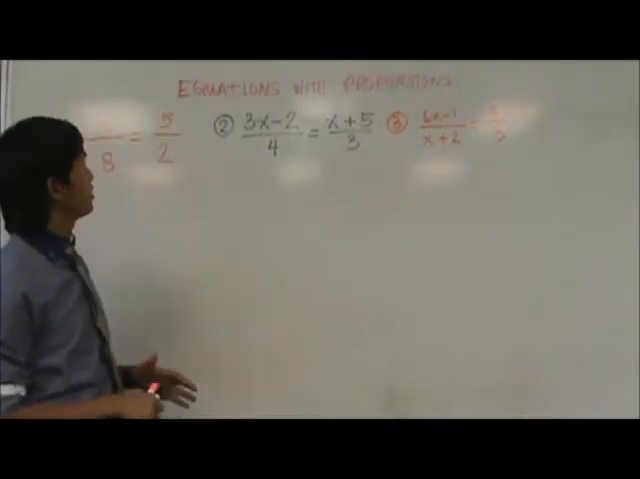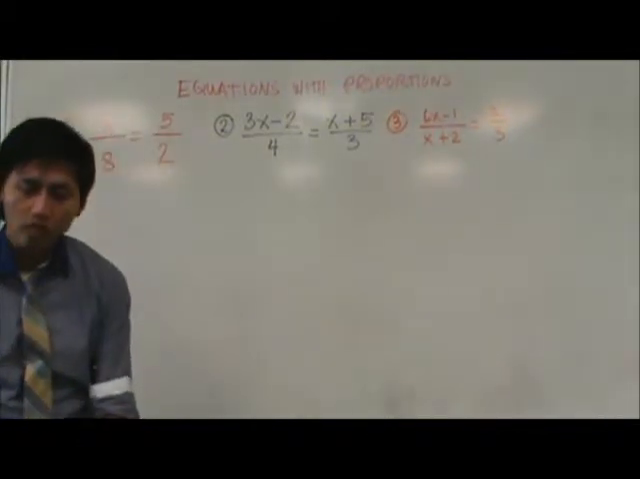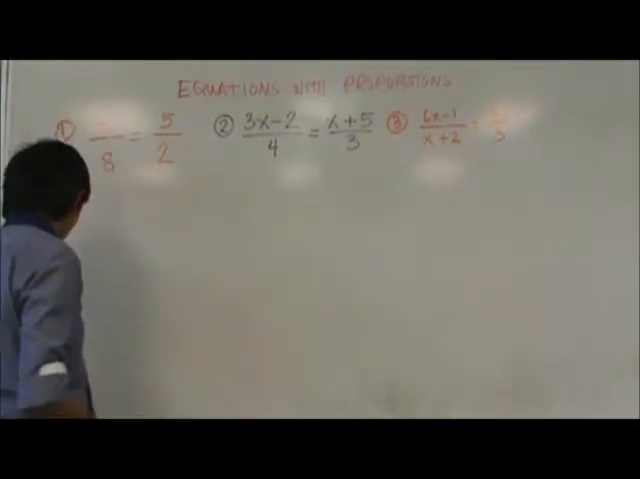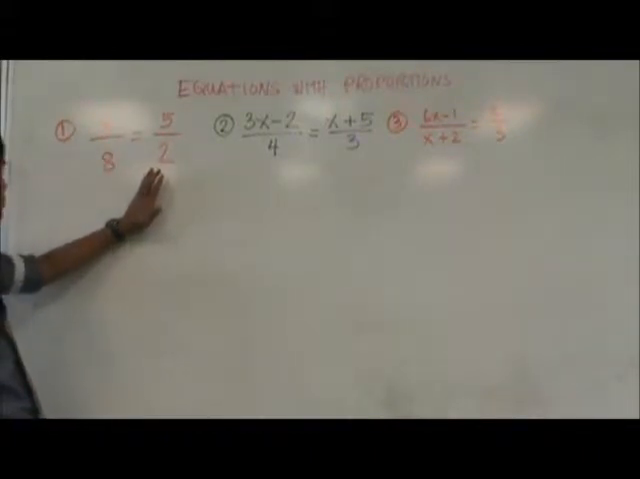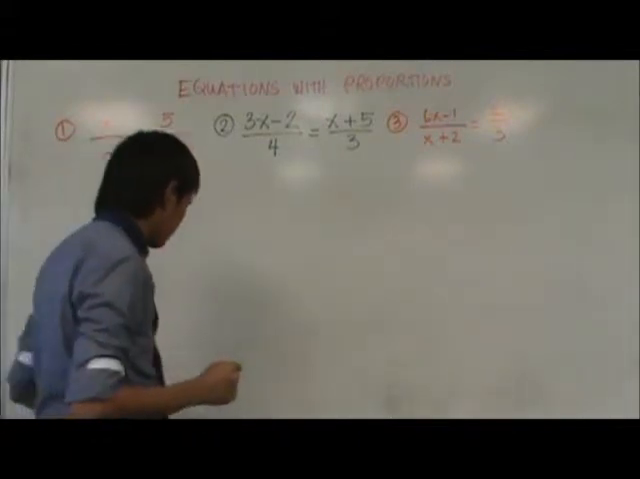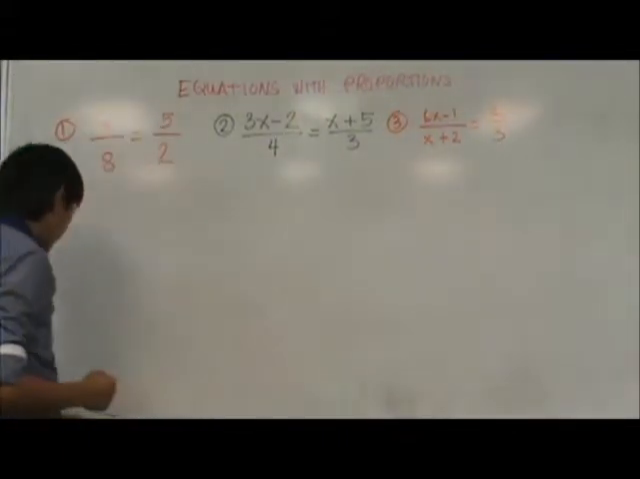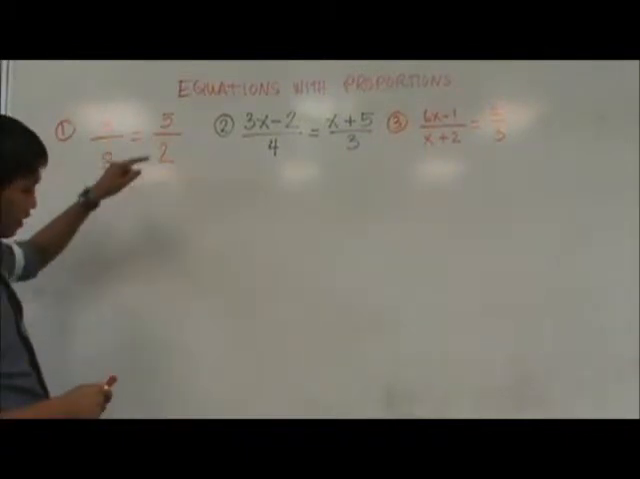Now for equations with proportions, we're going to talk about two ratios together with the equal sign in the middle, and we call it proportions, okay? Now, right now, we have x over 8 equals 5 over 2.